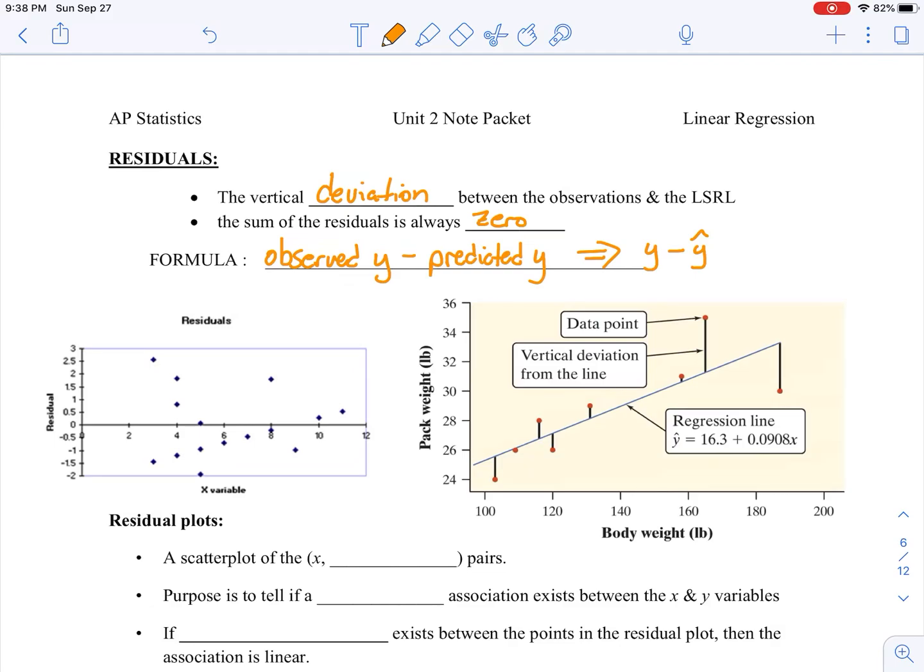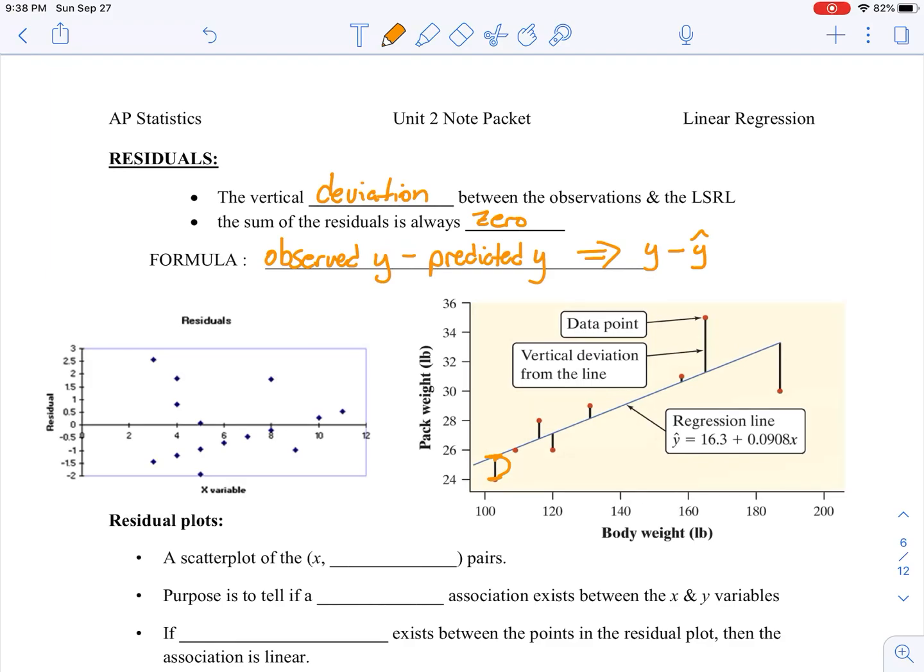So this residual here, I'm not for sure. It appears that this residuals plot doesn't match up with our body weight versus backpack weight, but that's what we had. So this residual here, we observed 24, but we predicted something like 25 and a half. So we take observed minus predicted. That's going to be a negative 1.5, which means a negative residual means we over predicted. My predicted value was more than my observed value.